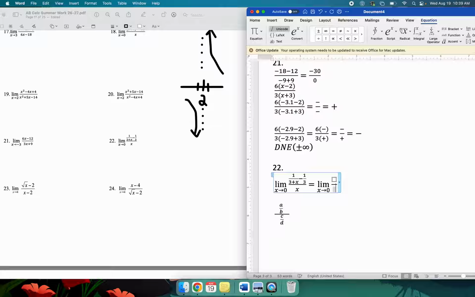What to do? Well, for one thing, notice this x, I want to make that a fraction. Like, I want that to be my c over d. That's very easy to make into a fraction. Just make it x over 1. Now it's a fraction. Cool. So that's my c over d.